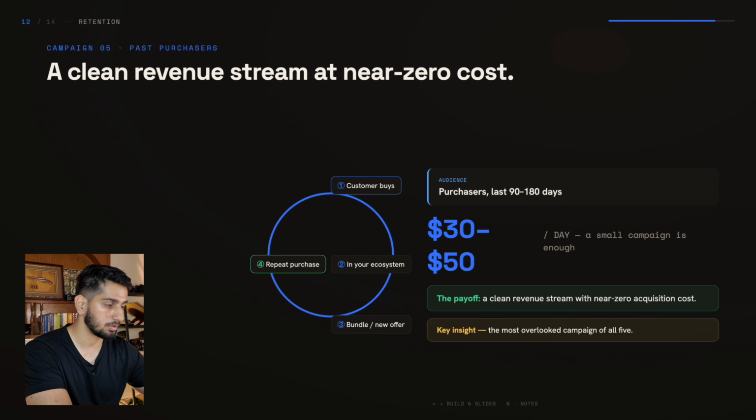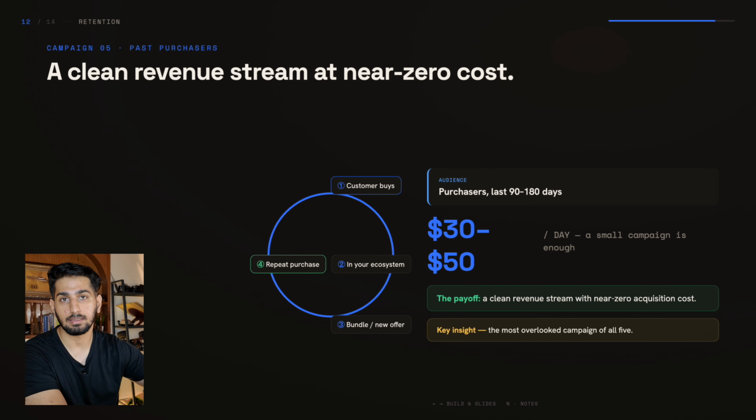You can introduce new bundles, you can introduce new offers in this, you can play around with this campaign, you can have fun, you can test a lot of offers in this, and they will perform well. In terms of the audience that you want to have, again, because this is people who have already bought from us, we want to have past purchases. The day span I usually set it at is about 90 to 180 days.